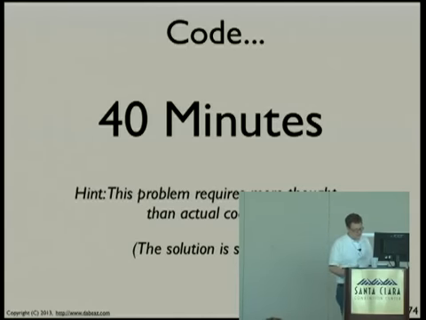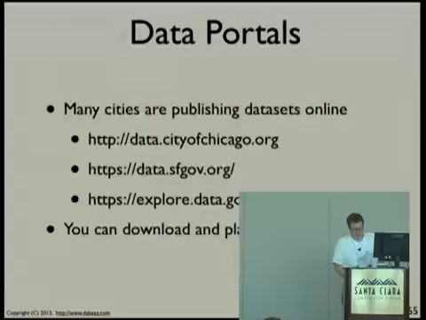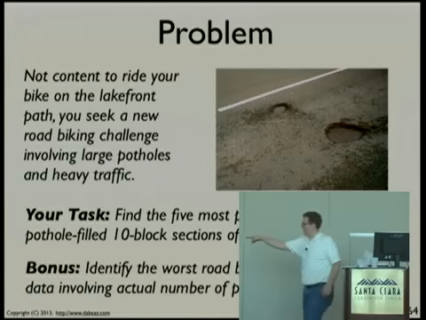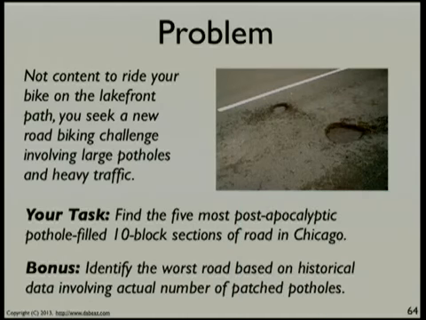The solution for this problem is actually not a lot of code. It might even be less code than the bus thing, but you have to think about it a little bit because you're going to be parsing through this data, and really the thought part of it concerns the 10 block section of road in Chicago. That requires a little bit of thought, and there's some creativity involved with that.